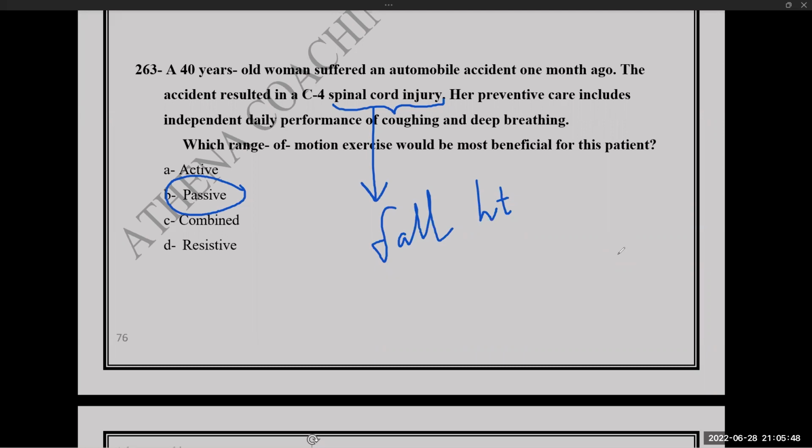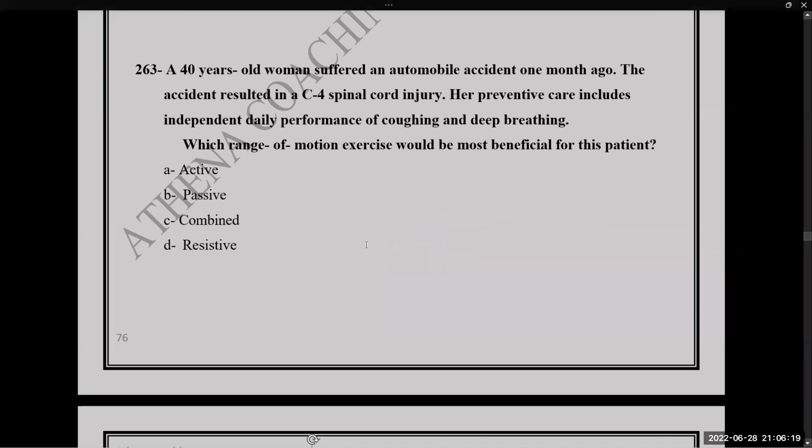In case of cervical spinal cord damage, there will be impaired movement of the extremities, the shoulder shrug will be altered, breathing altered, swallowing ability altered, neck movement altered, and movement from the shoulder onward will be completely affected. Please remember this. So the exercise for spinal cord injury is passive range of motion exercise.